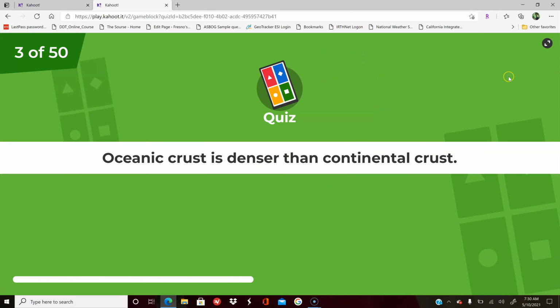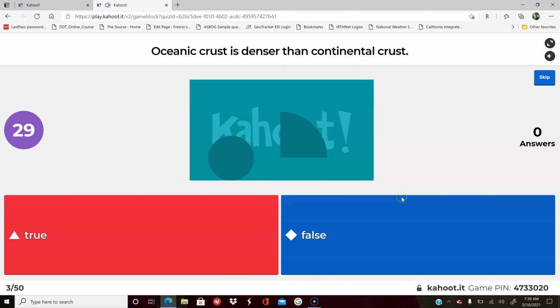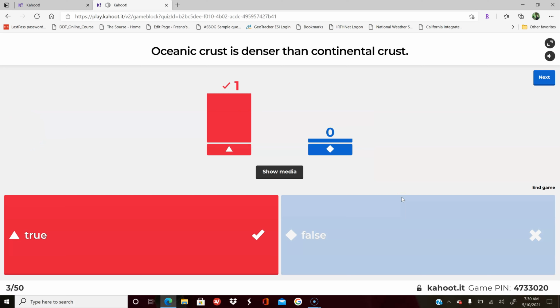Question 3. Oceanic crust is denser than continental crust. This would be true. So oceanic crust is much denser than continental crust because it is made up of basalt. And basalt is much denser than continental crust, which is made up of granite. Okay, so oceanic crust is denser than continental crust.